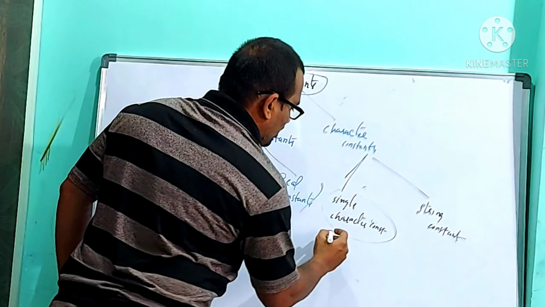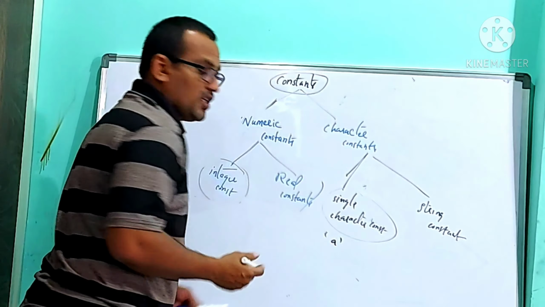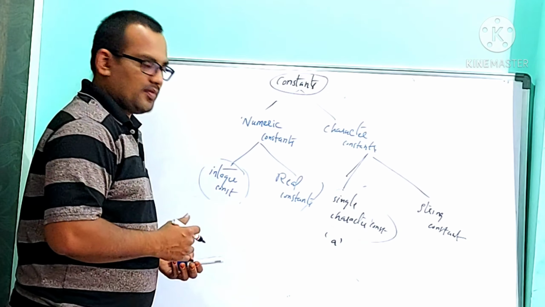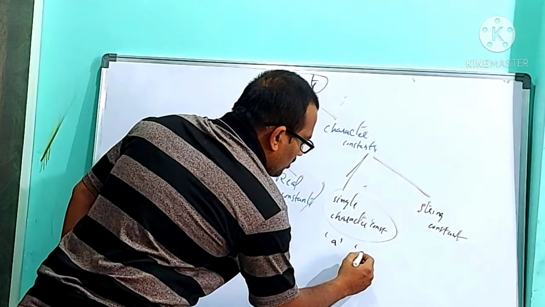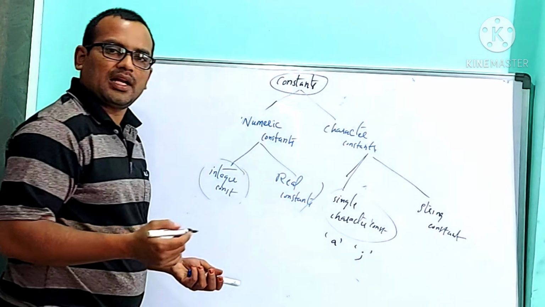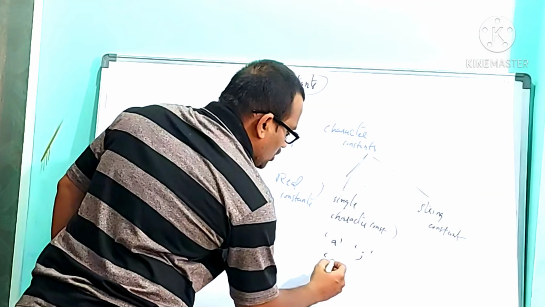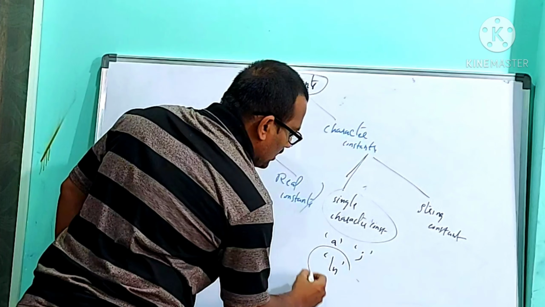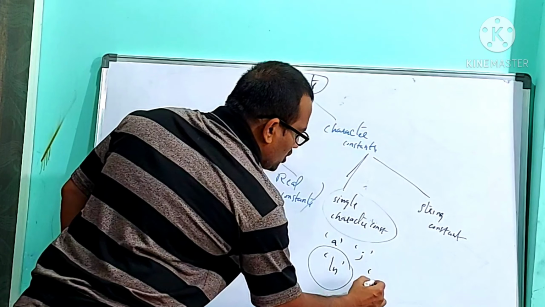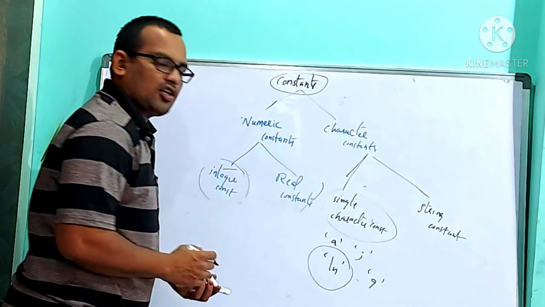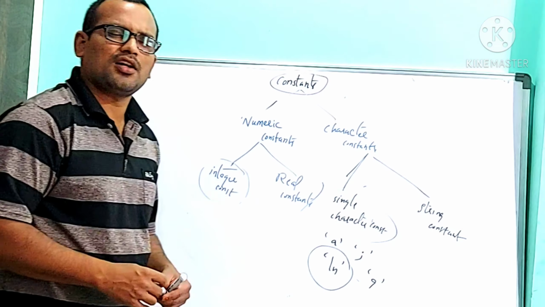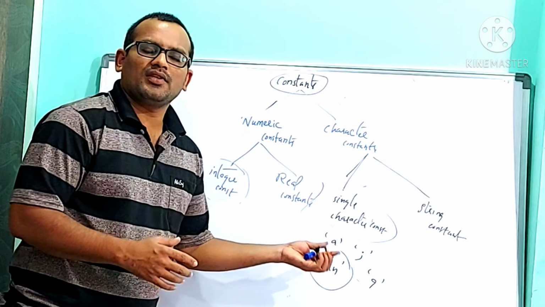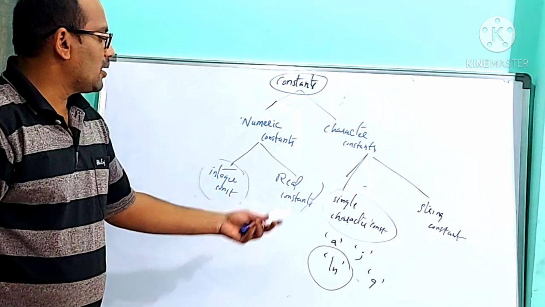Example for single character: single quotation A is called a single character constant. Single quotation semicolon is called a single character constant. Single quotation slash n is called a single character constant. Single quotation 9 is called a single character constant. So single character constant means any character within single quotation.